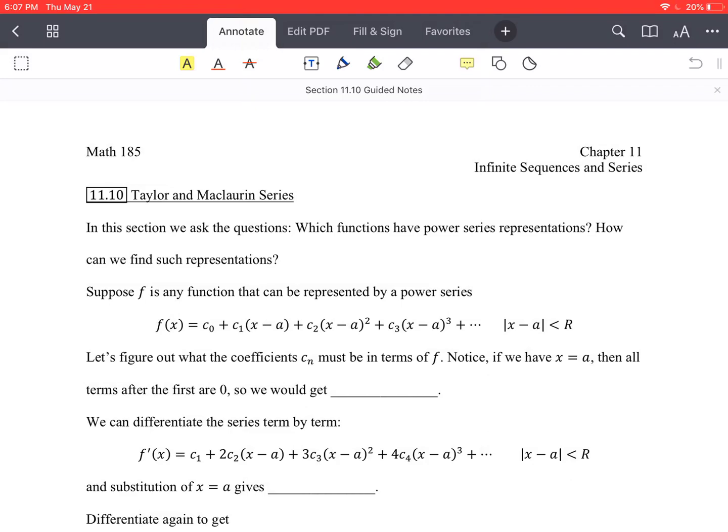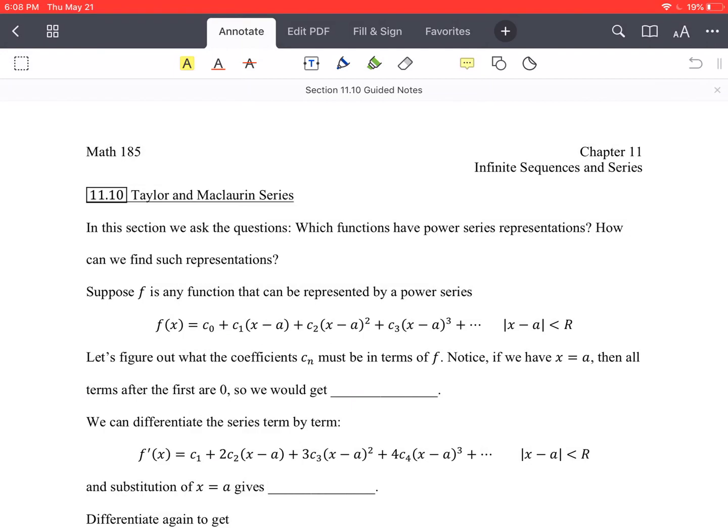So in this section, we're going to be asking the questions, which functions have power series representations? And how can we find such representations? So suppose that f is any function that can be represented by a power series. Okay, so if f of x equals that power series, let's figure out what the coefficients c sub n must be in terms of f. So we're trying to figure out, if we have a function that we suppose can be represented by a power series, what are those coefficients in terms of function values? How can we get those?